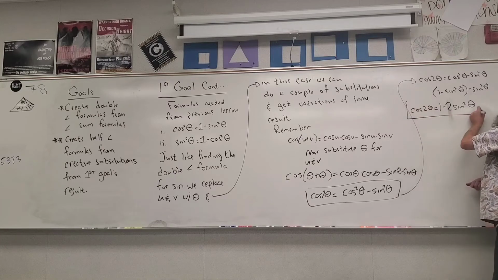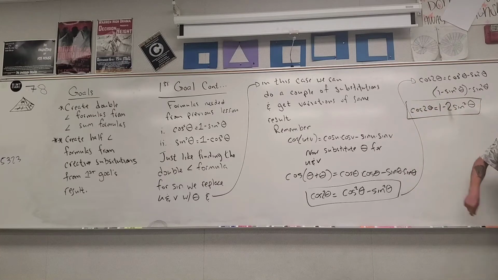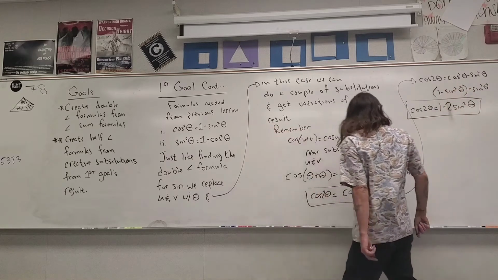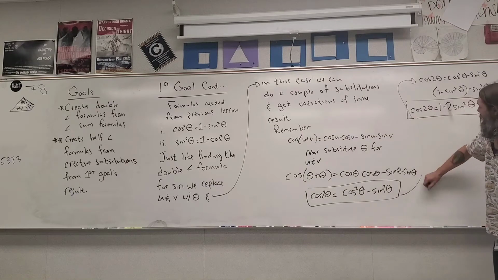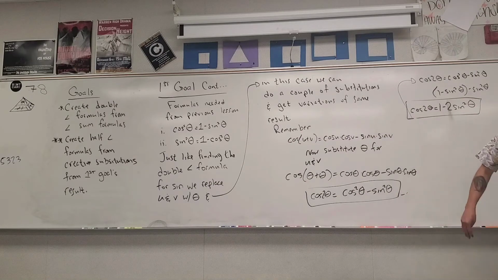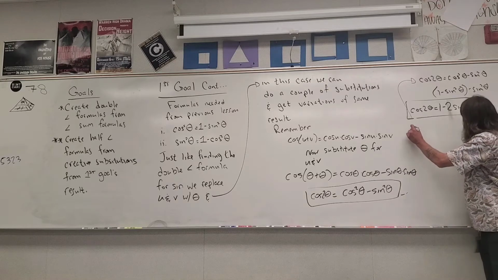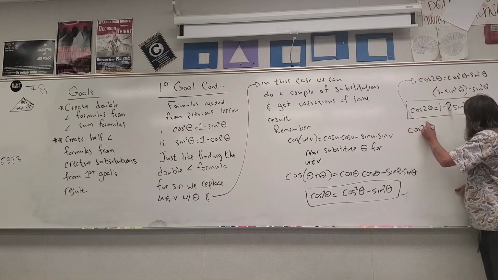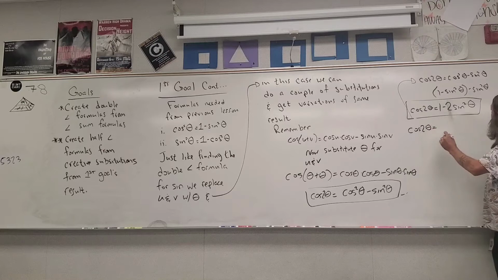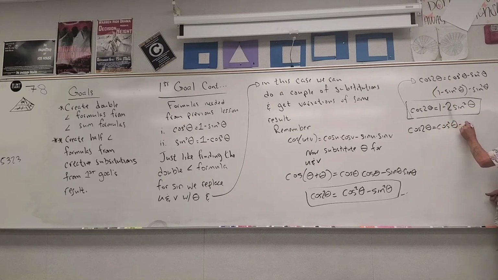So here is another version of our cosine double angle formula, 1 minus 2 sine squared. See, again, I needed to use a formula from previously. Let me find our third version here. So again, we're going to start off with cosine of 2 theta equaling cosine squared theta minus sine squared theta.